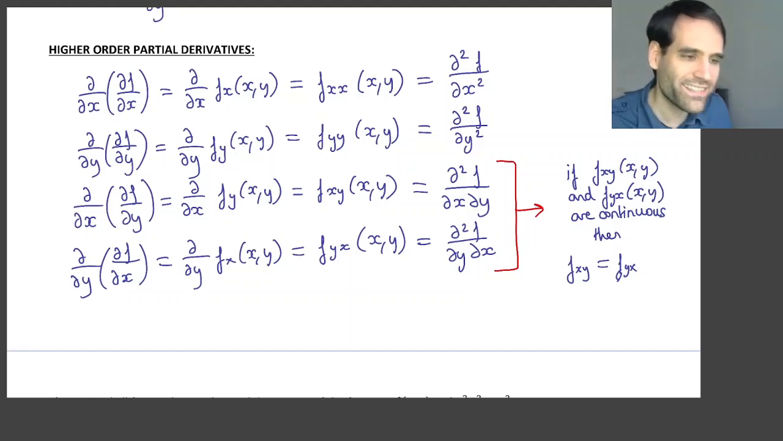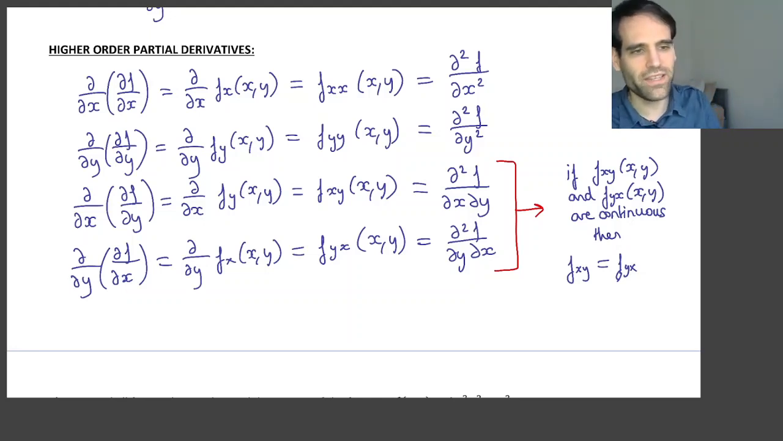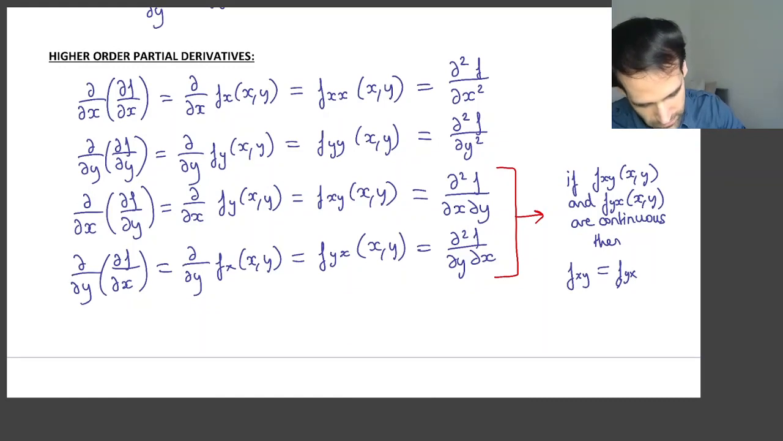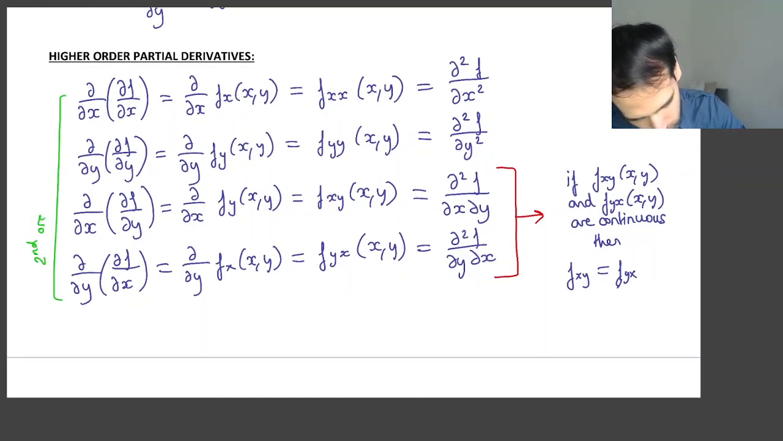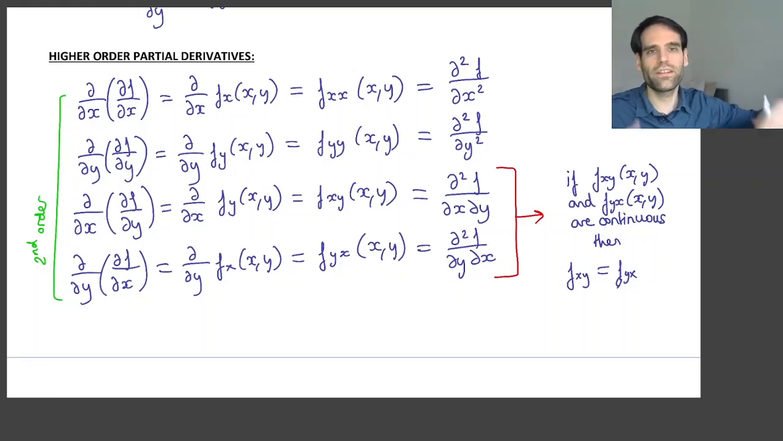Oh, maybe one last thing before ending the video. This would be the second order partial derivatives, right? So I could write this as second order. But of course, you can also have third order, fourth order, fifth order, and the combinations become more and more and more.